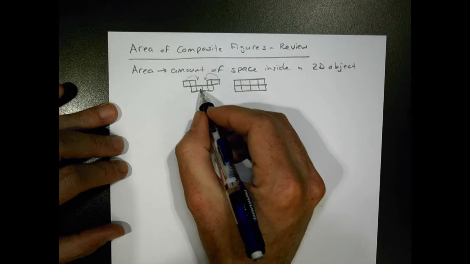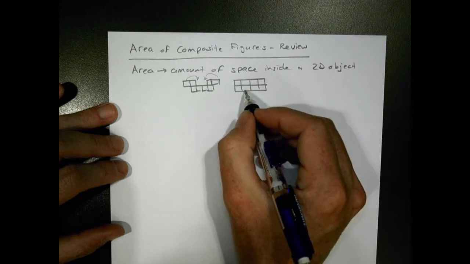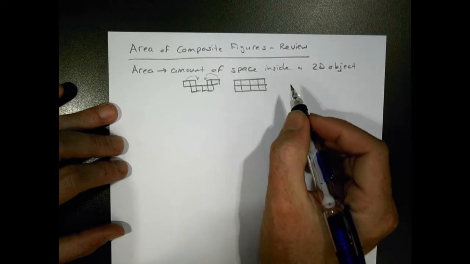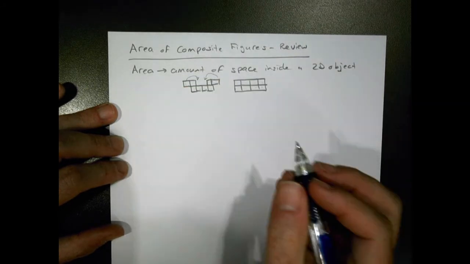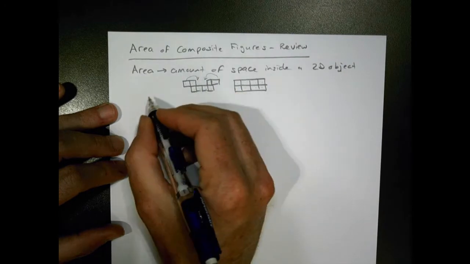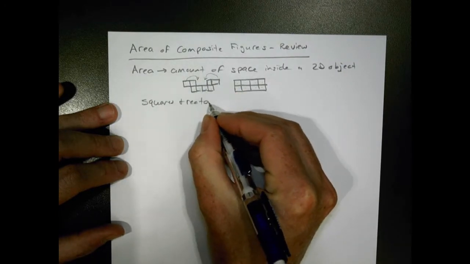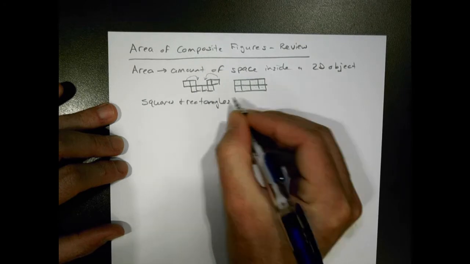Each one of these squares would be considered a unit. And then when you put that together, we have 8 units here. 1, 2, 3, 4, 5, 6, 7, 8. And that's something that you did back in 5th grade. And you probably primarily played with squares and rectangles when you did that.